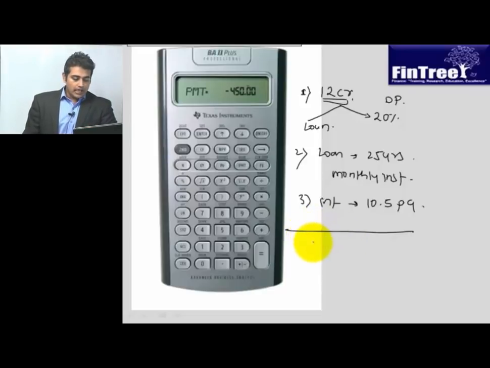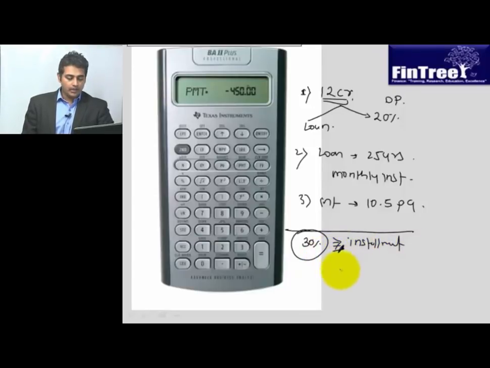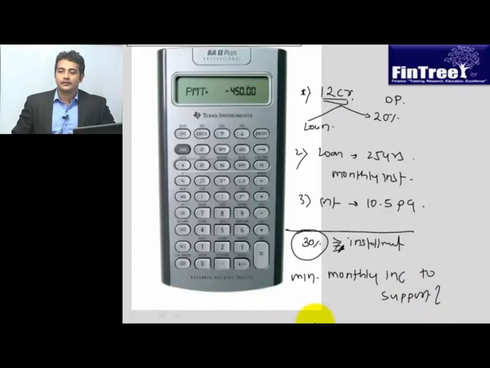So now, if 30% is the benchmark that we are using, that installment should not be greater than 30% of the income, what should be the minimum monthly income? What should be the minimum monthly income to support buying a house like this?